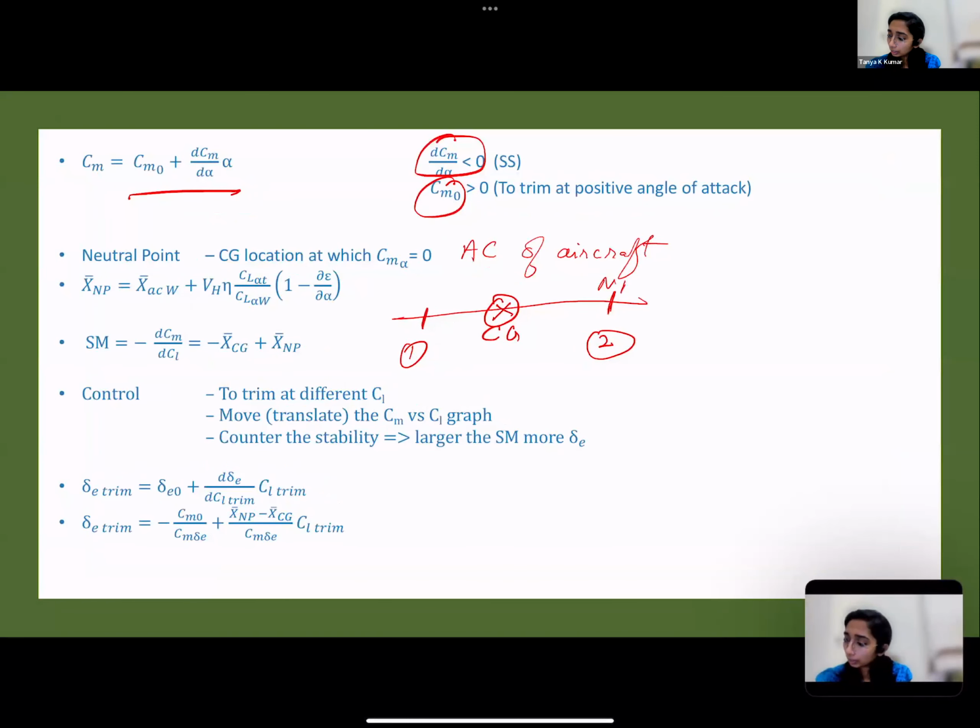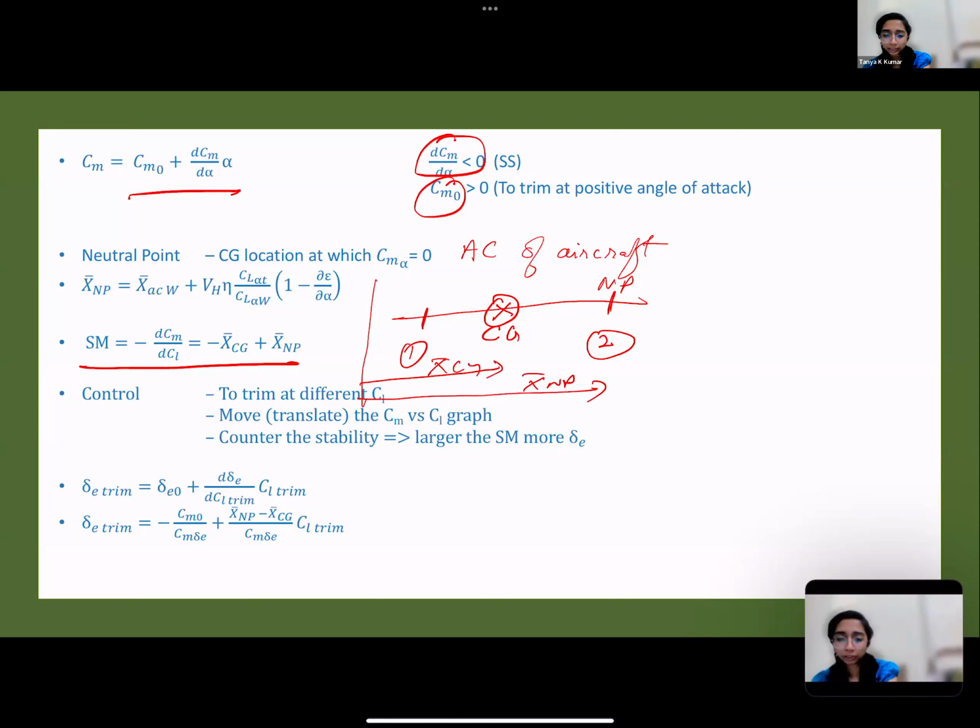For a stable aircraft, this is the neutral point. So will your static margin be positive or negative? Look at this equation and tell me. For a stable aircraft, static margin will be... if this is your reference point, this is your X bar CG and this is your X bar NP, right? So X bar NP minus X bar CG is positive. So static margin will be positive for a stable aircraft.